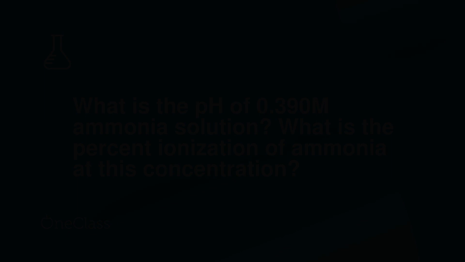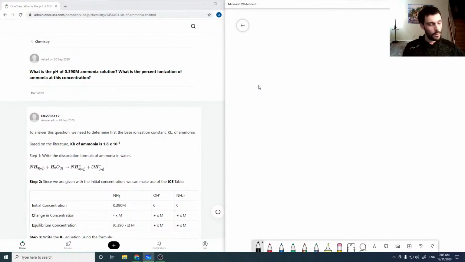Okay, so this one is just an acid-base question. What is the pH of 0.390 molar ammonia? First off, we need the Kb for ammonia, which comes out to be, I should at least write it out. So Kb ammonia is 1.8 times 10 to the minus 5.